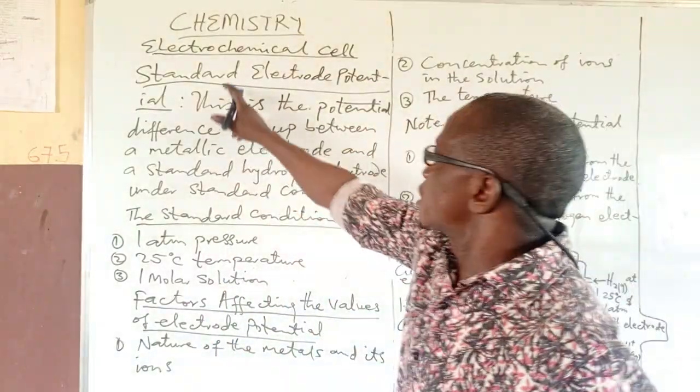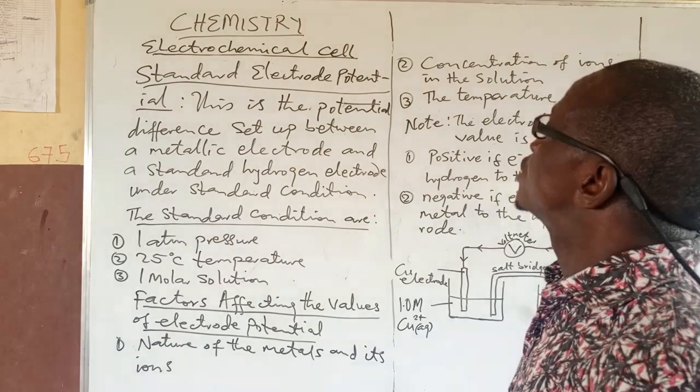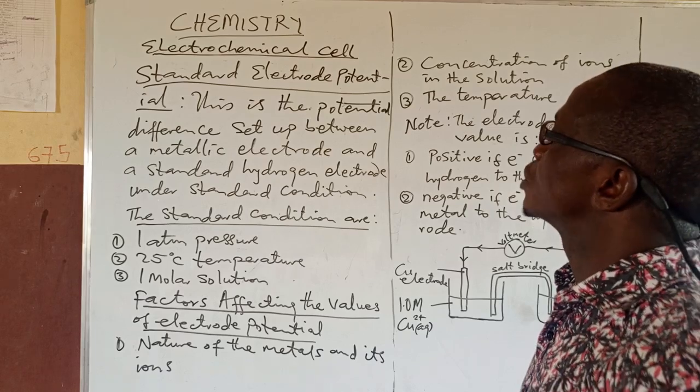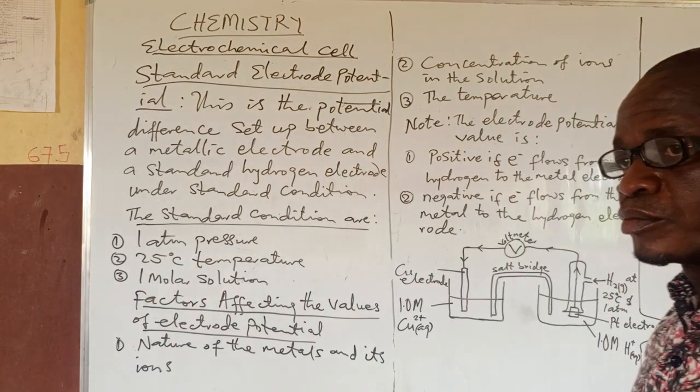Now, standard electrode potential. This is the potential difference set up between a metallic electrode and a standard hydrogen electrode under standard conditions.